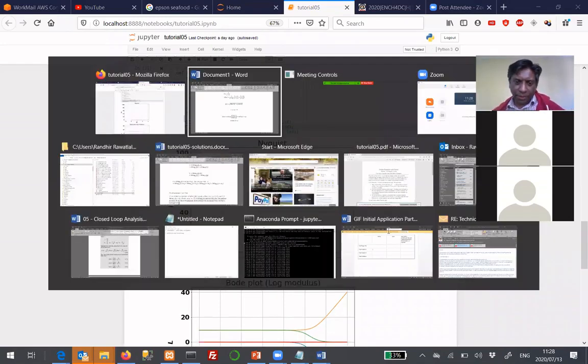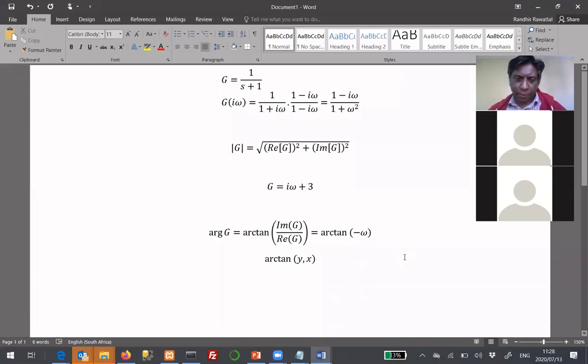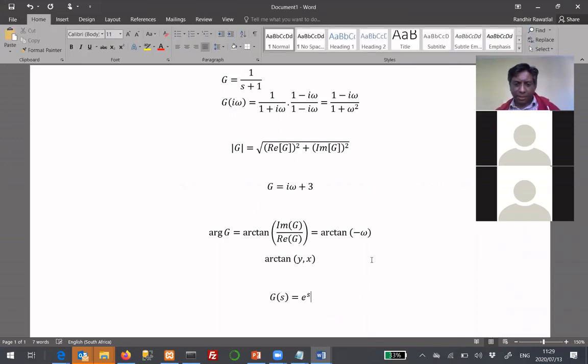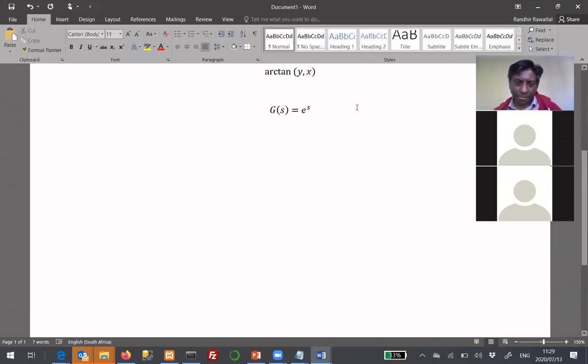Okay, if not, let's take one of the other examples, so we can see how to do our plots for polynomial type functions. Just to be different, let's take this transfer function e to the s. So let's say that was our transfer function.